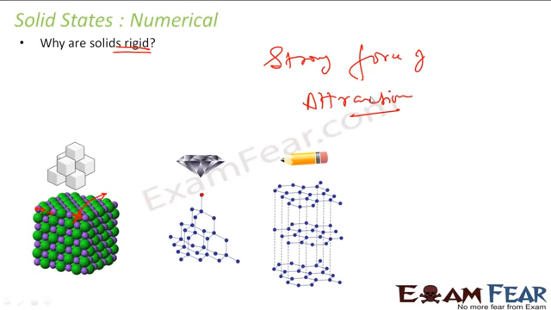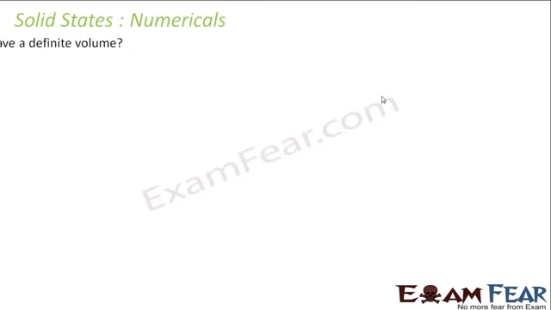constituent particles, correct? The next question is, why do solids have definite volume? Same answer. They have a very strong force of attraction between the constituent particles. The particles cannot move, but can just vibrate about their mean positions, and thus they have definite shape and definite volume. They're very rigid also.